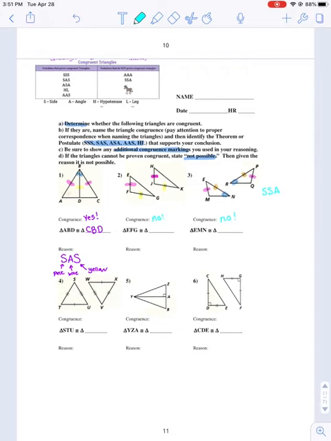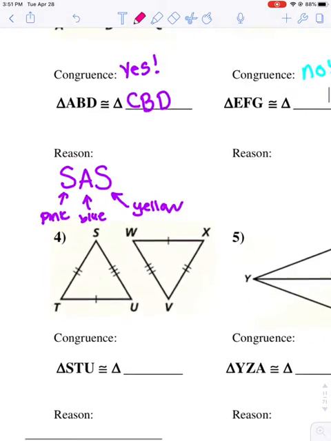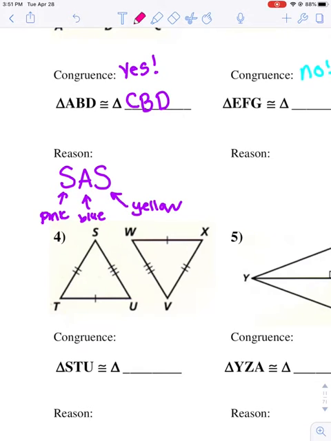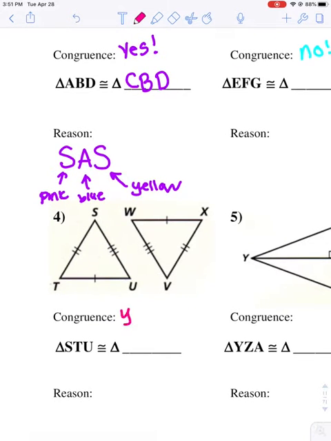Try the next 3. Pause the video, see if you could do it, then come back to see the answers. All right, hopefully you've tried these. Number 4, I see that they have 3 sides in common. So yes, this is going to work. I don't really have to check it too much. That's going to be side, side, side. That's on our list of things that does work.